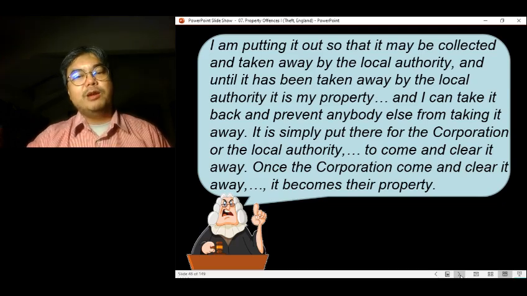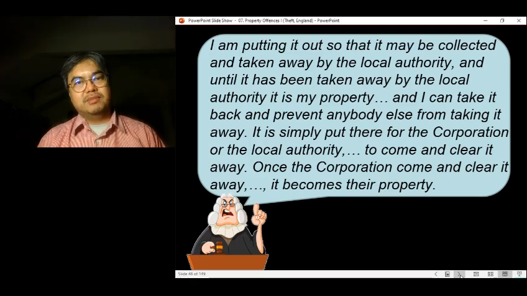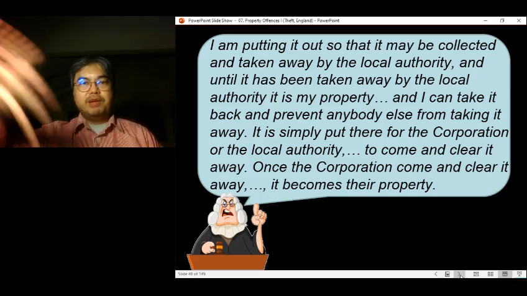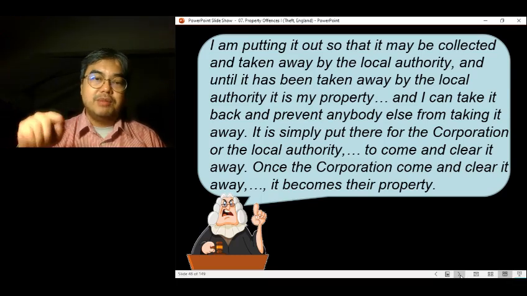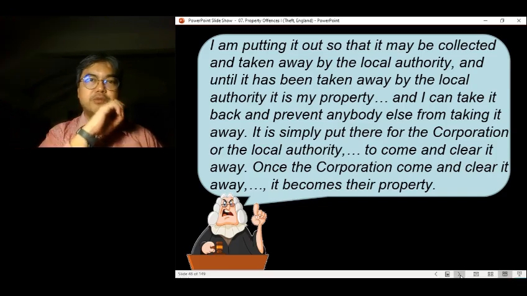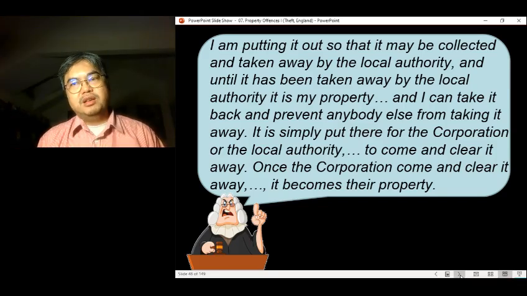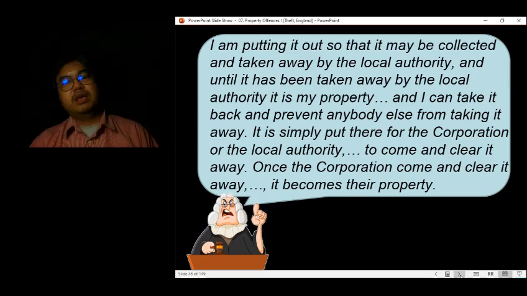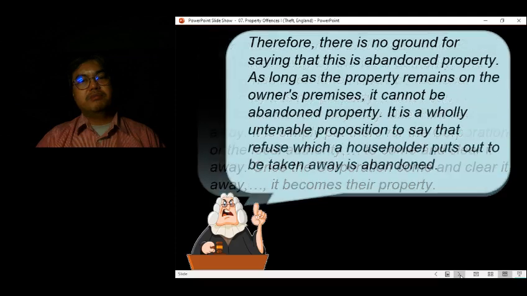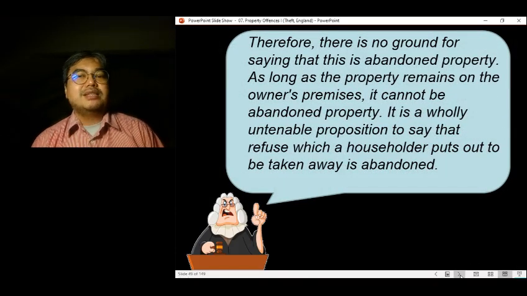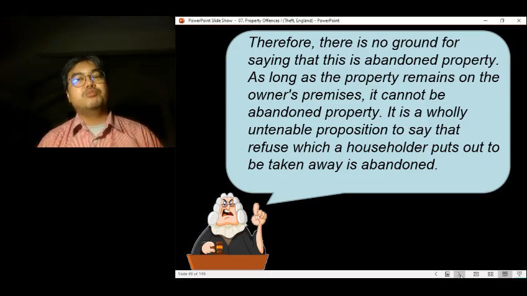So it is simply put there for the corporation or the local authority to come and clear it. Once they come and clear it away, it becomes their property. So if it's in the dustbin, it's not abandoned, it still belongs to me. When they come and collect it, it doesn't belong to the dustman, it belongs to the corporation. So at no point of time does it become abandoned. It always belongs to someone. Therefore, there is no ground for saying there's abandoned property. As long as the property remains on the owner's premises, it cannot be abandoned property.